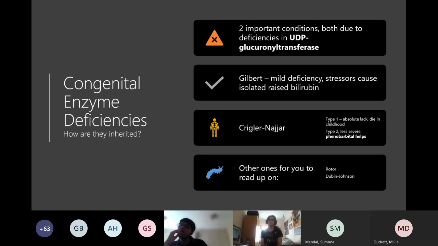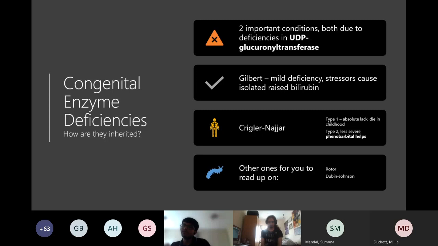And there are two that you need to know of. Both of them are deficiencies in UDP glucuronyl transferase. What that means is we're unable to conjugate the bilirubin. So the first one we talked about is Gilbert's, where there's a mild deficiency and any kind of stressor can cause this isolated rise in bilirubin. They tend to be otherwise pretty well.